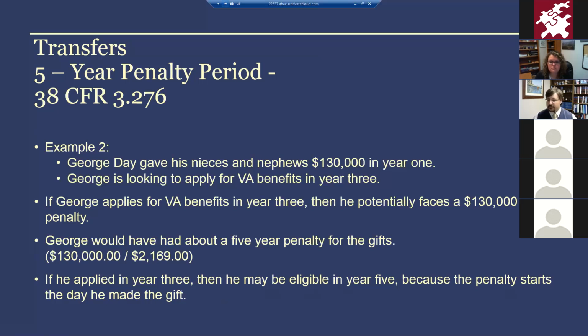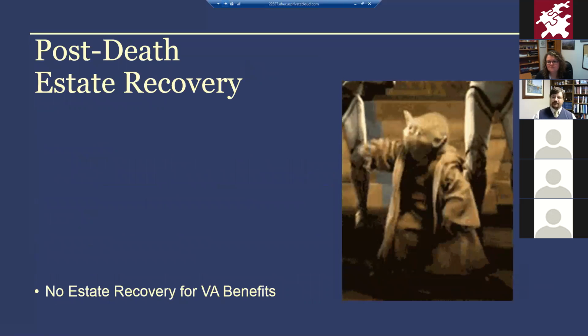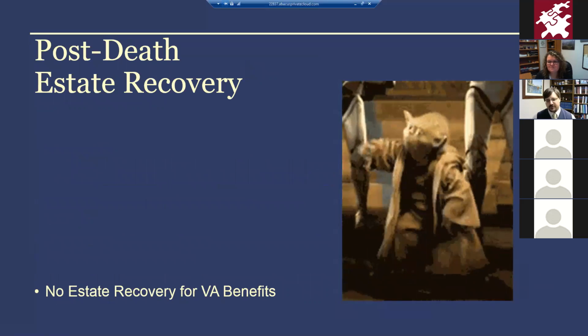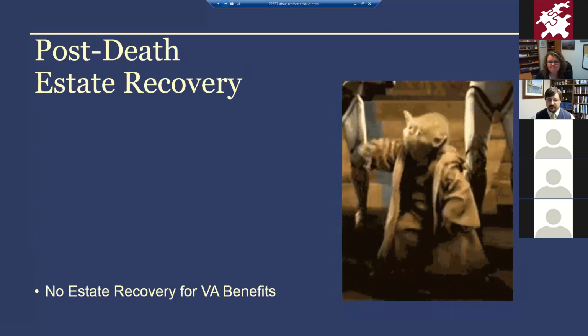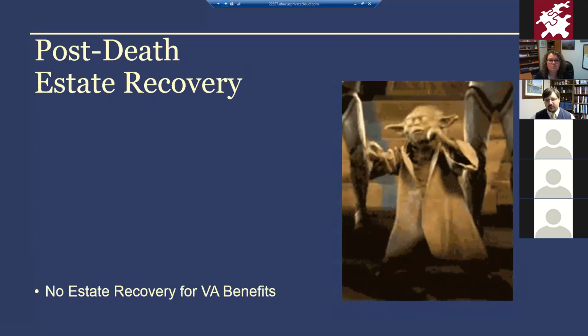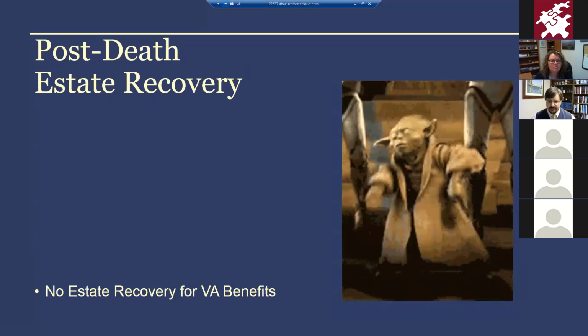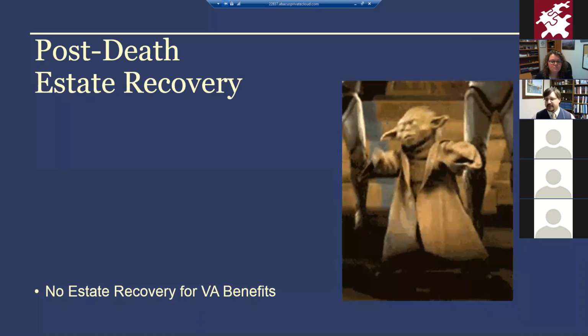Here's the other big difference between VA and Medicaid, and that is that if VA makes payments on a veteran's behalf or to a veteran, there is no estate recovery. Estate recovery is a Medicaid program that tries to recoup payments made by the state. At this point, VA does not have that.